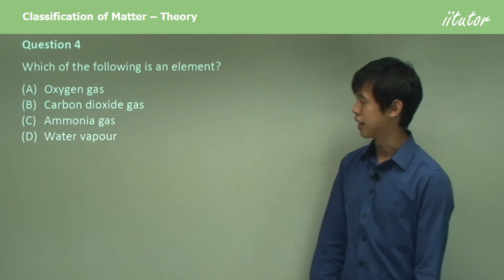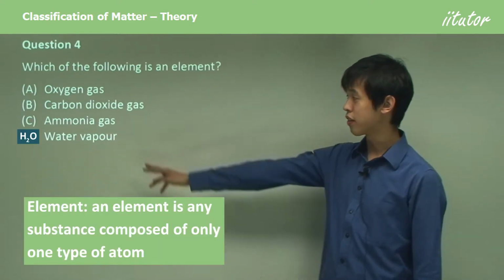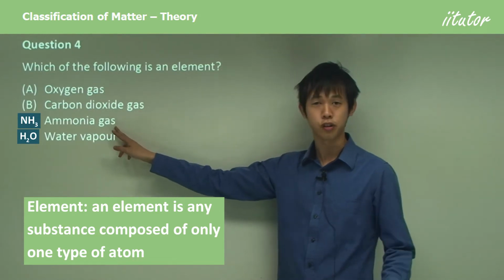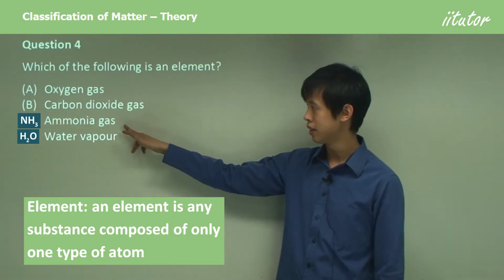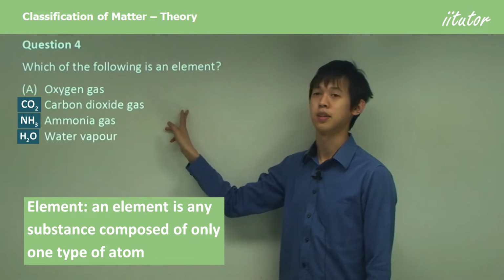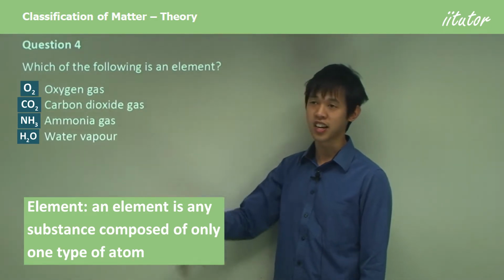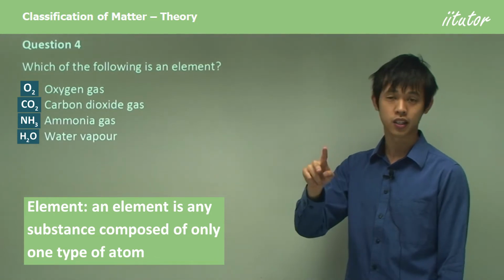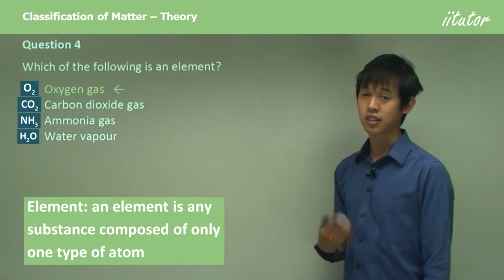Which of the following is an element? So we know water vapor is definitely not an element. Ammonia is NH3, so that's definitely not an element. And we know carbon dioxide isn't an element. But oxygen gas, even though it exists as a molecule of two oxygen atoms combined together, it's still an element.